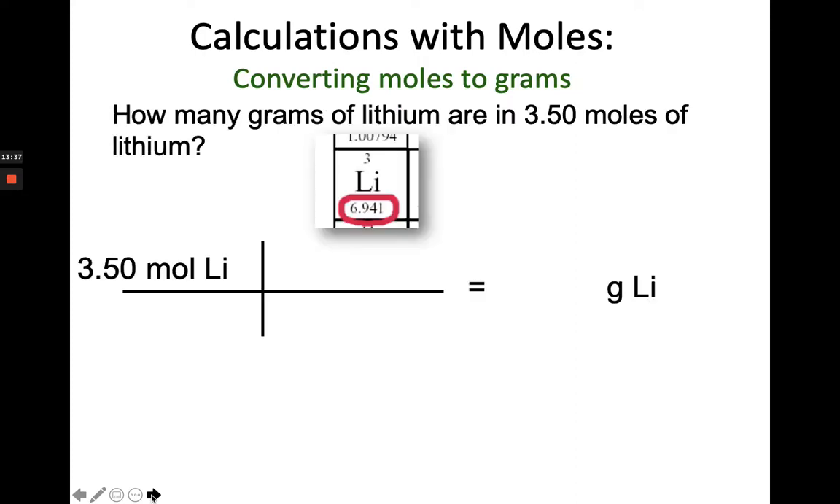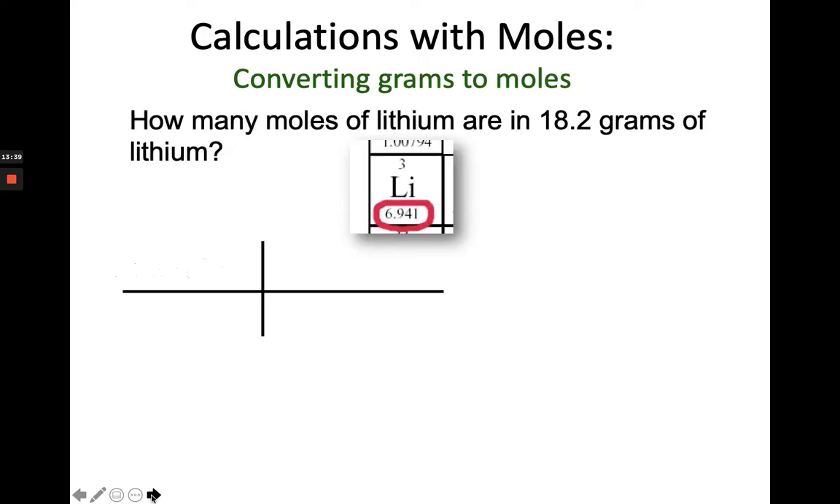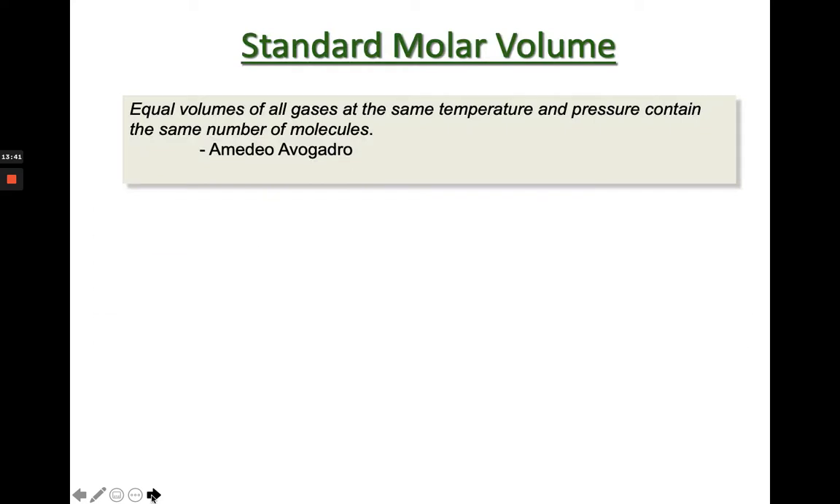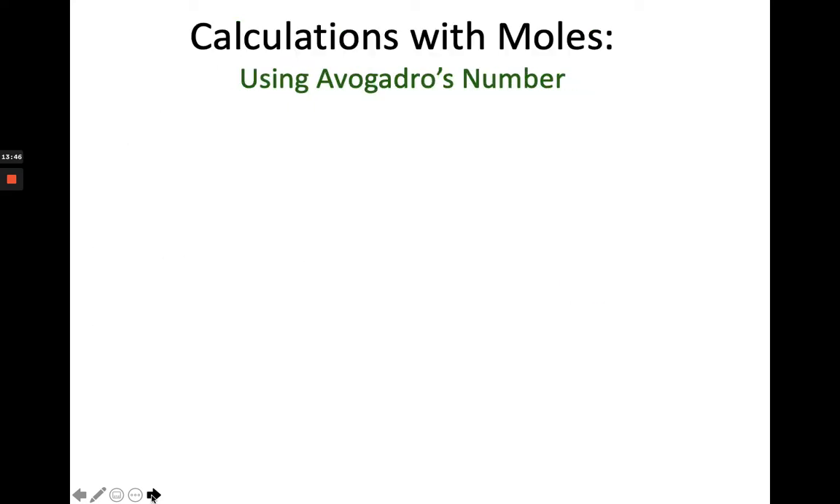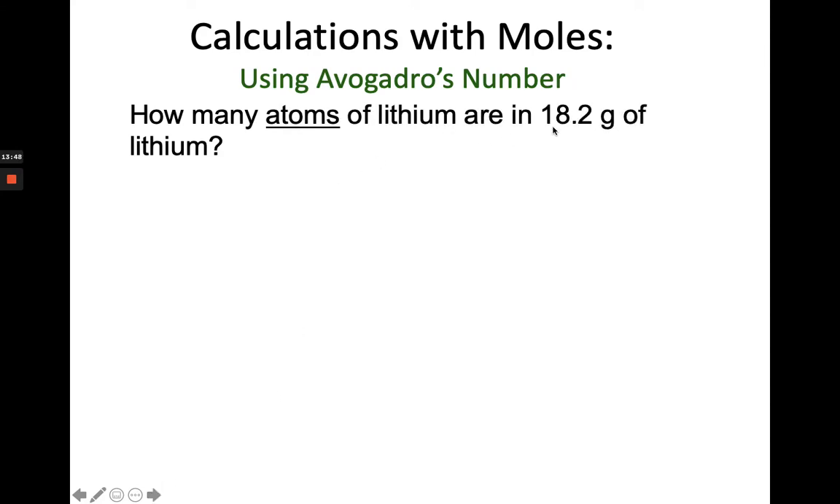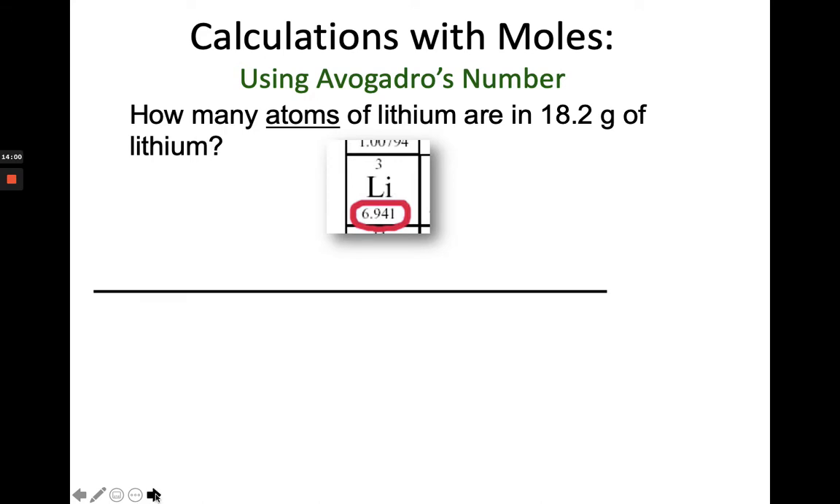So let's go back to that last problem. Sorry for going so fast. All right, so how many atoms of lithium are in 18.2 grams of lithium? So we set the T-chart. We've got this. We know 1 mole equals 6.941 grams. We also know that 1 mole equals 6.02 times 10 to the 23rd atoms. So let's set up our T-chart.